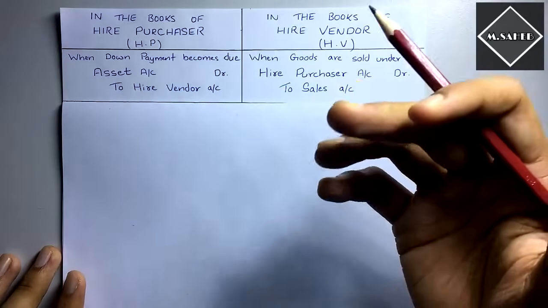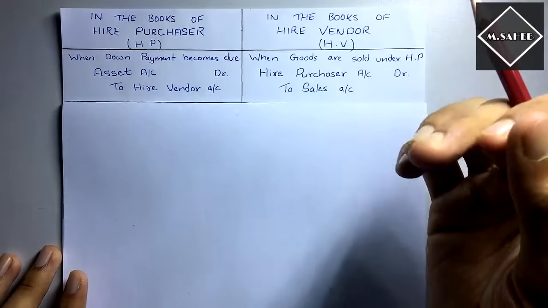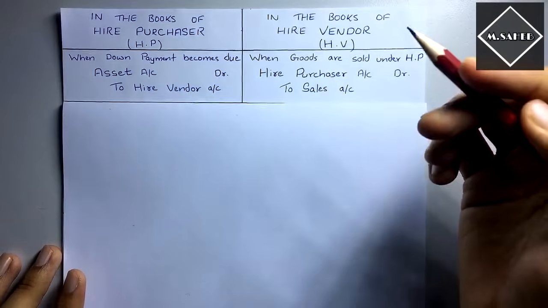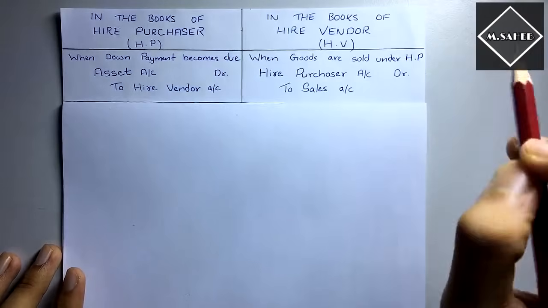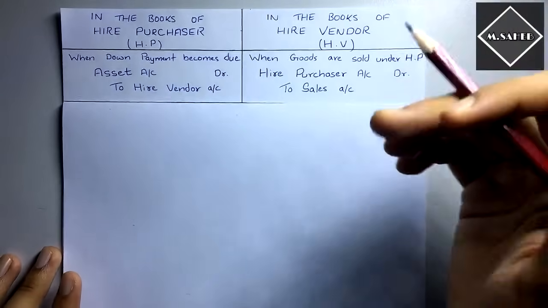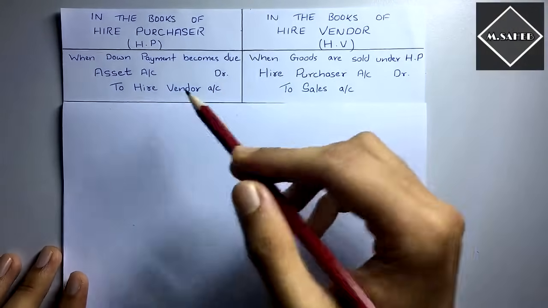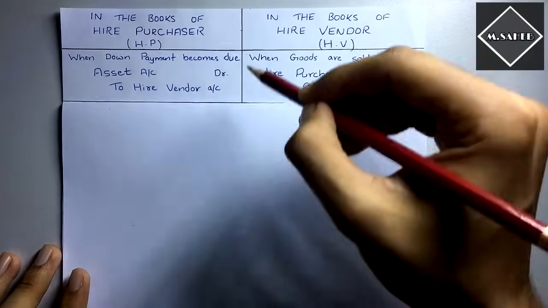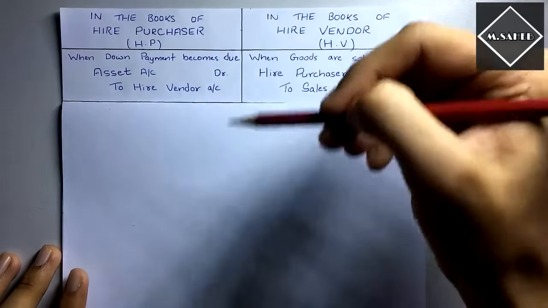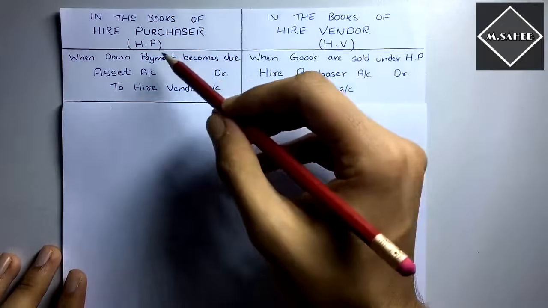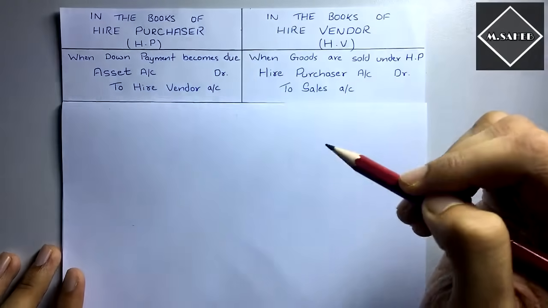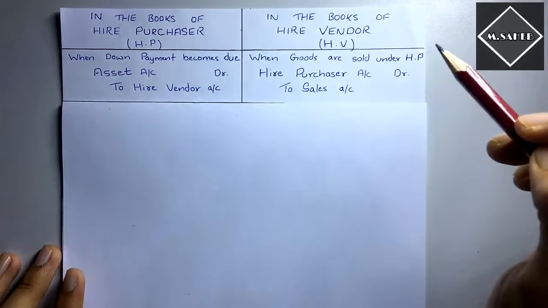If you buy anything from anybody, then you have to pay them, right? So those persons whom you have to pay, those are your creditors. You have to pay them in future. So the same thing here. The liability is arising over here. Liability is increasing. Creditor is increasing. Creditor is a liability for the hire purchaser. So if liability increases, we credit that to the hire vendor account.